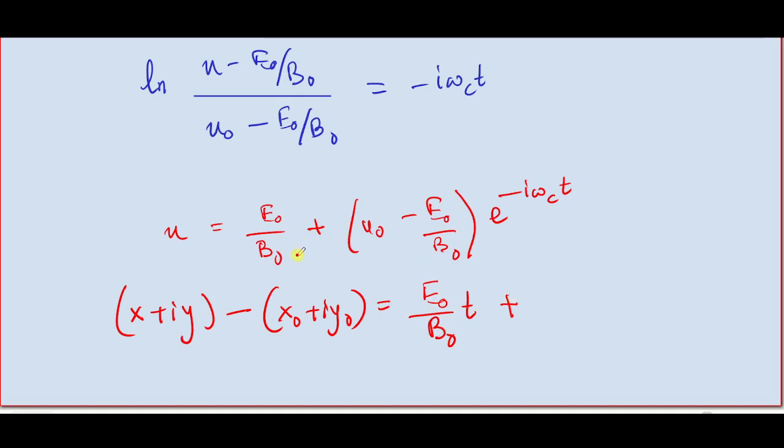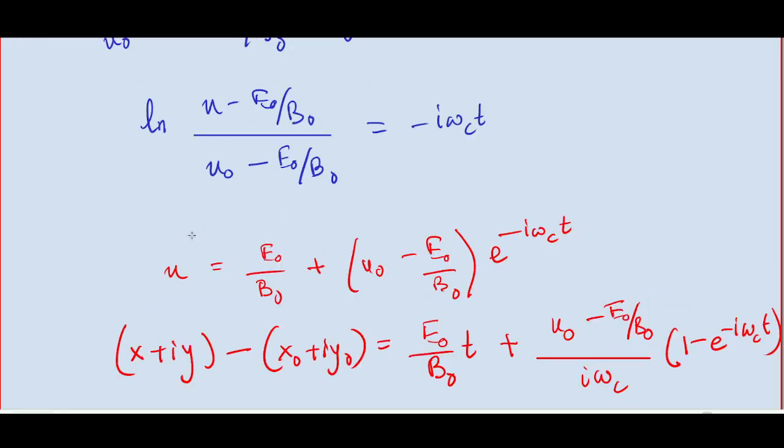which is the integral of this from t equal to 0 of dt from t equal to 0 to t equal to t, or dt prime from t prime equals 0 to t prime equals t. And if we do the same thing here, you will get u0 minus E0 by B0 by i omega_c into 1 minus e to the minus i omega_c t. Well, once again, this 1 comes from plugging in the lower limit t prime equals 0, and this comes from the upper limit t prime equals t in the integral.